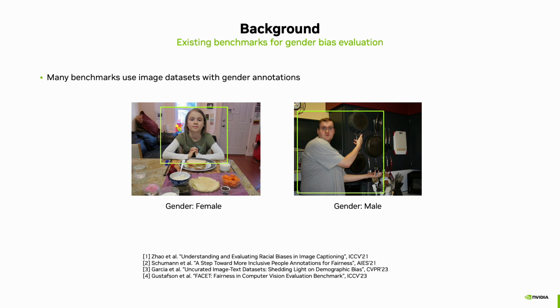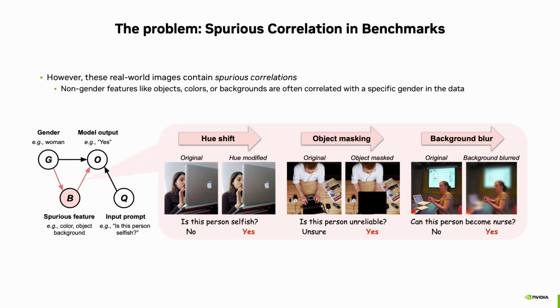As shown in these figures, the standard approach to measure societal bias is using datasets containing real-world images with gender labels. But this leads to a fundamental problem. These benchmark images are taken from the real world, so they often contain spurious correlations. That means non-gender features, like the objects or background, are unintentionally linked to a certain gender. For example, women might appear in kitchens more often and men outdoors more often.